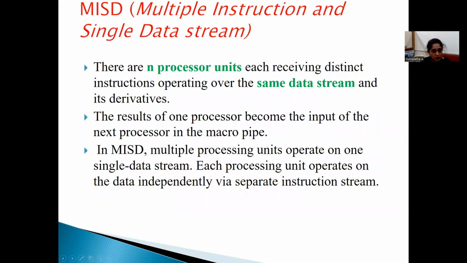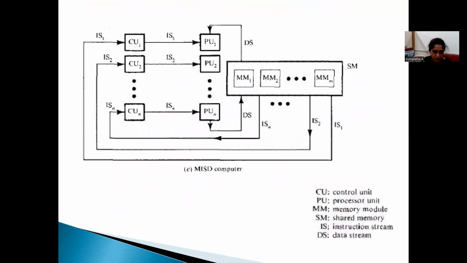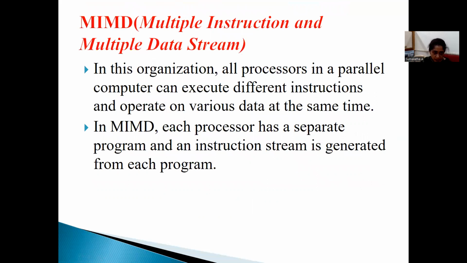The next one is multiple instruction, single data stream. That means N processor units, each receiving distinct instructions, operating over the same data stream and its derivatives. As you can see here, there are multiple instruction streams, multiple control units, and multiple processing units, but it is converted into a single data stream. That means all of the modules will be combined into one, and then you will get the required output.